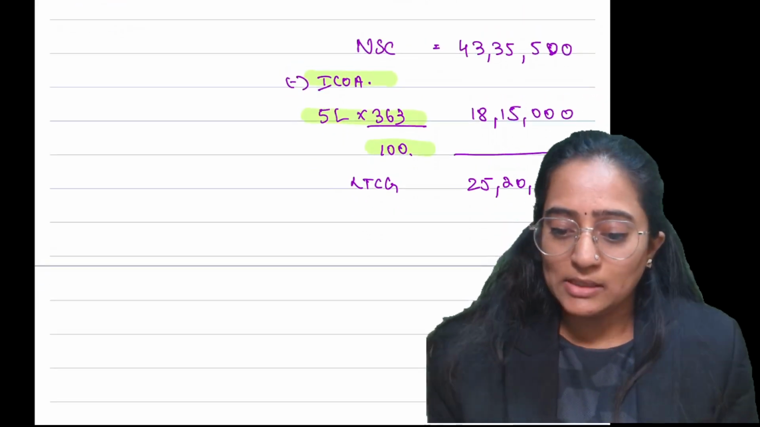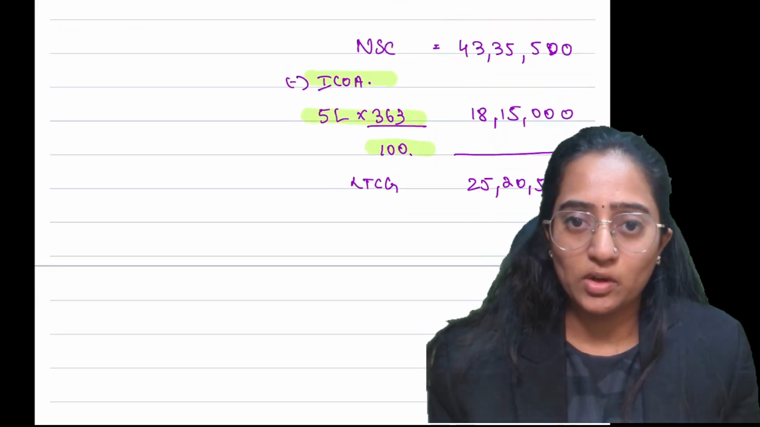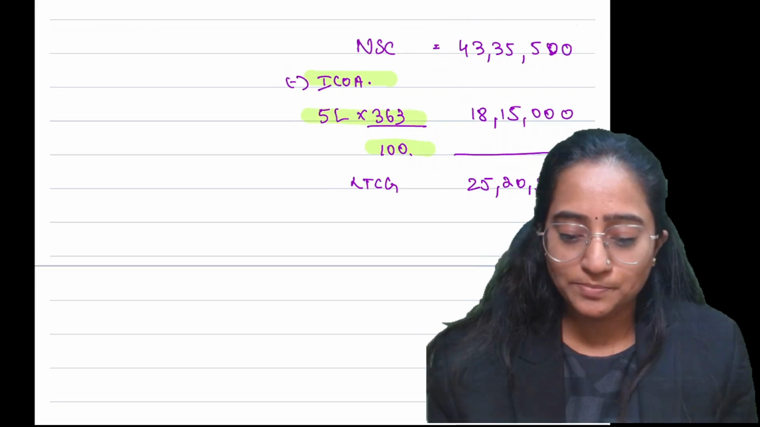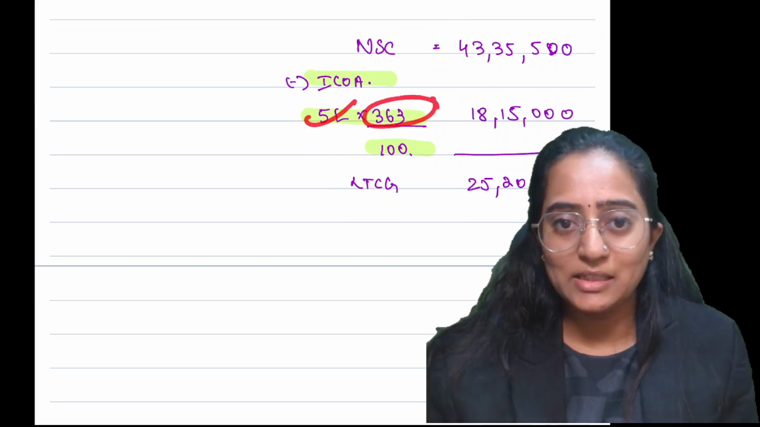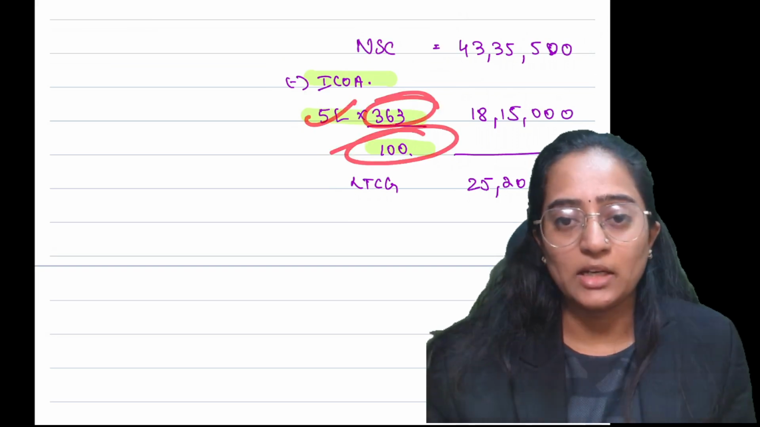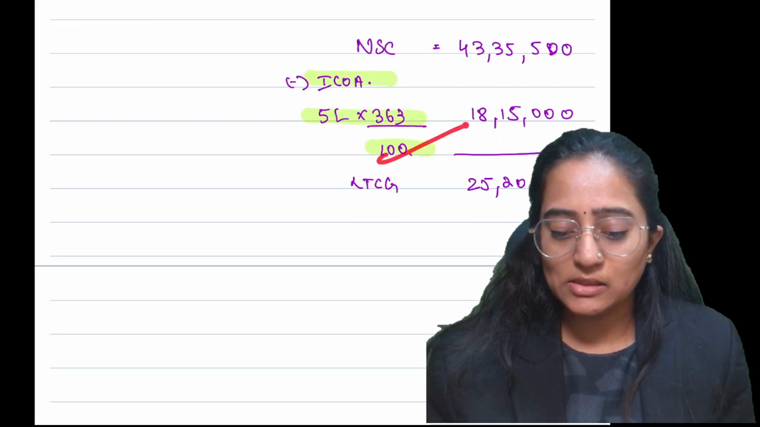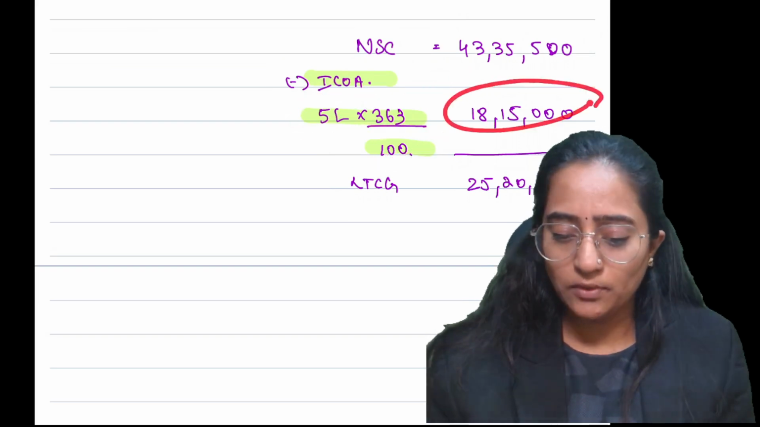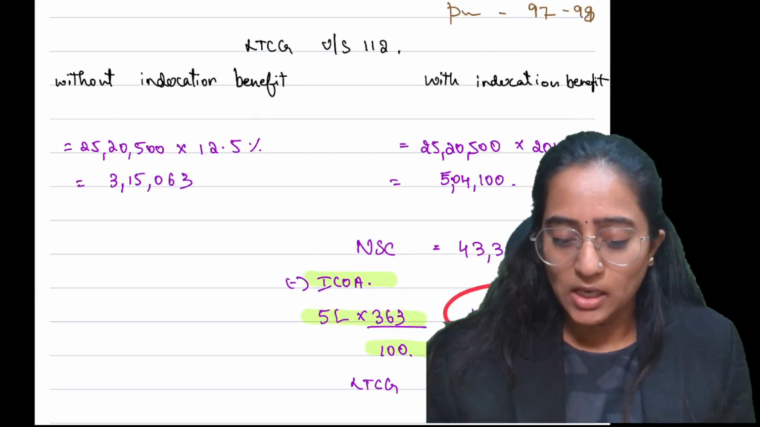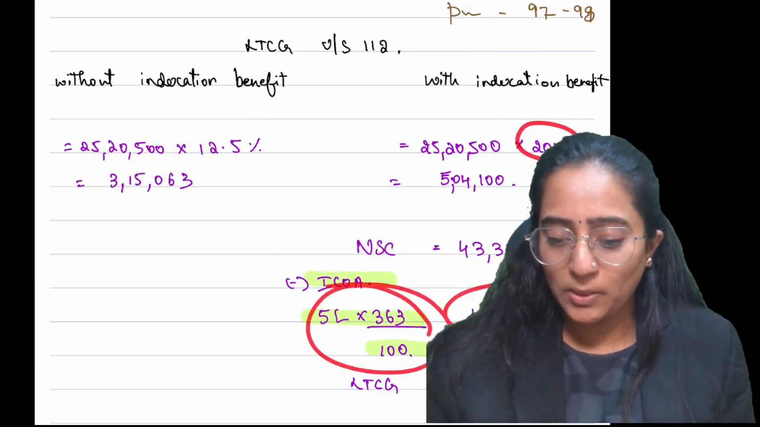See, net sale consideration which you got is 43,35,500. Indexed cost of acquisition which you got is 5 lakh multiplied by 363 divided by 100 over year. This is the year of transfer, this is the year of purchase, and whatever the cost which is incurred you have got over here, LTCG you got so much. With the indexation benefit you have to pay 20%.